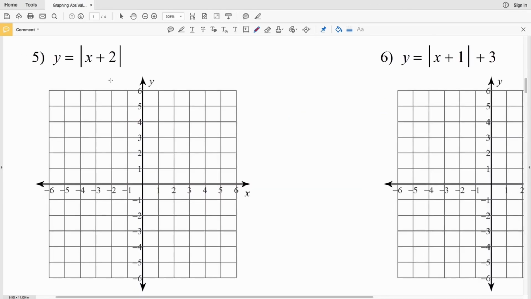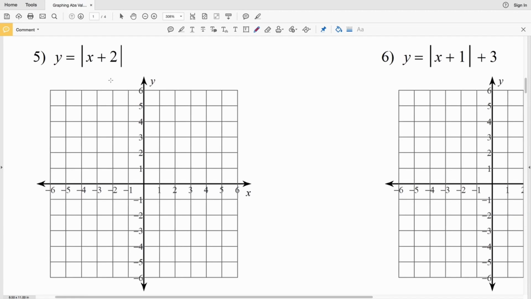In this video, we're continuing on with the Graphing Absolute Value Functions worksheet on the Kuta Software website, and I'll leave a link in the description below so you know how to access that.